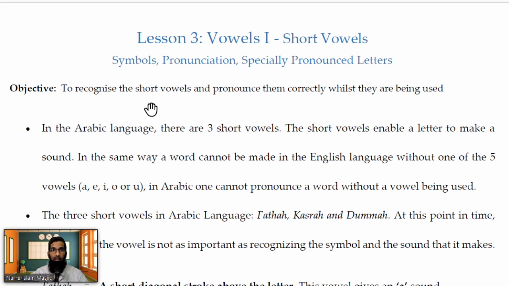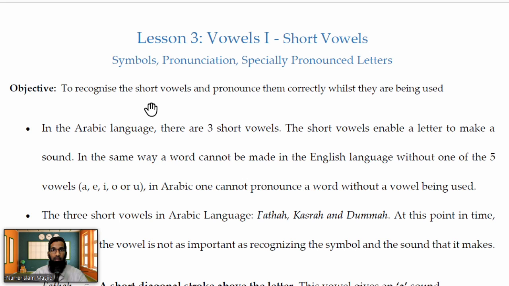In the Arabic language, there are 3 short vowels. The short vowels enable a letter to make a sound. In the same way, a word cannot be made in the English language without one of these 5 vowels, A, E, I, O, or U. In Arabic, one cannot pronounce a word without a vowel being used.